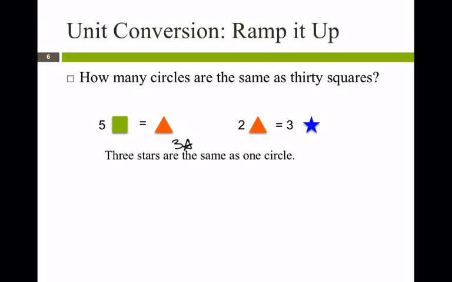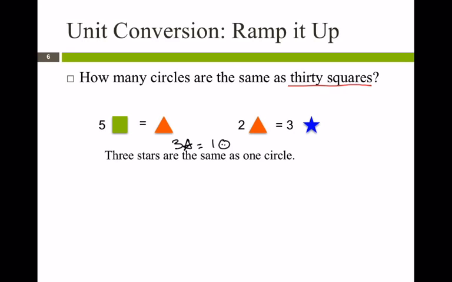3 stars are equal to 1 circle, and I'm going to do this with 2 dots in it just to make it different from a 0. So now you can see that we have 3 different conversions, or equalities, we'll call them, which you can make conversion factors from. So then let's go up to the top and say what's our starting quantity.